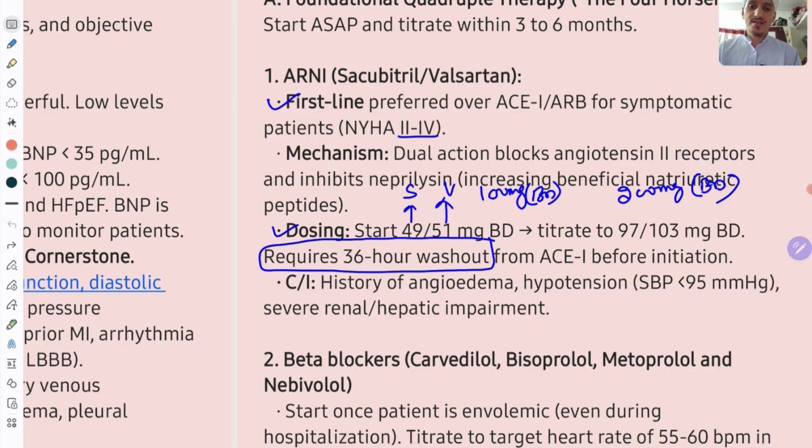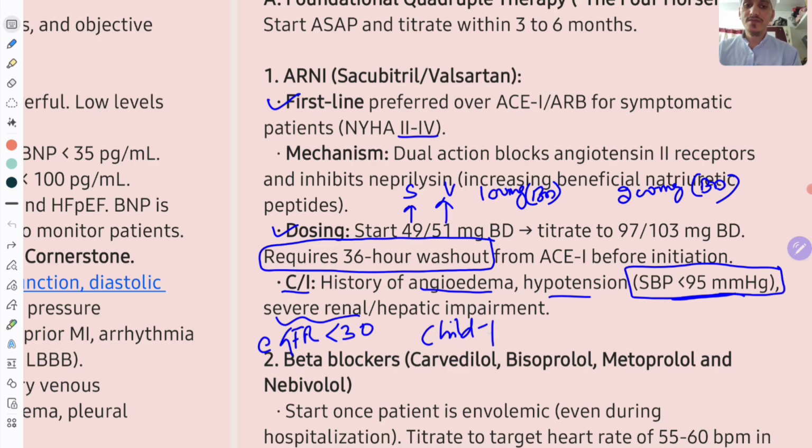has passed. Okay, the 36-hour washout period is over before initiating ACE inhibitor or ARB. So what are the contraindications? Any angioedema, allergy, hypotension. If the BP is going less than 95 mmHg, then this is a contraindication. Severe renal impairment. What is severe renal? If the eGFR is less than 30, that is severe renal. Or hepatic. What is severe hepatic impairment? That is Child-Pugh C. If the patient has severe hepatic impairment, then these are contraindicated.